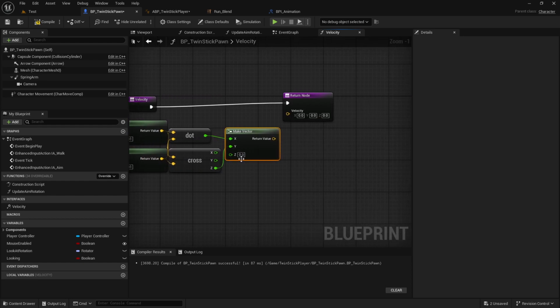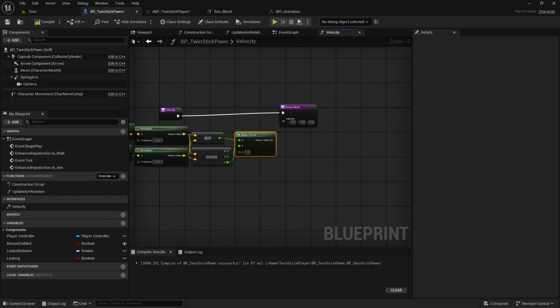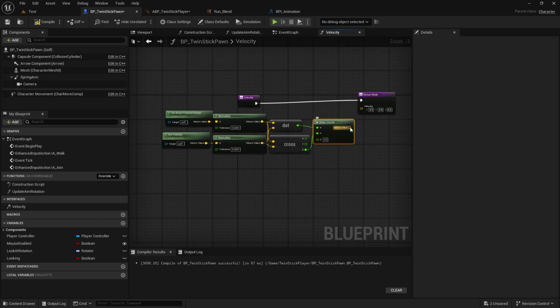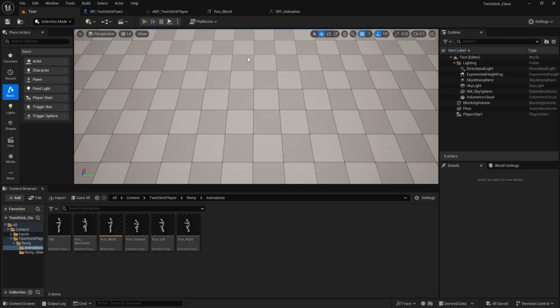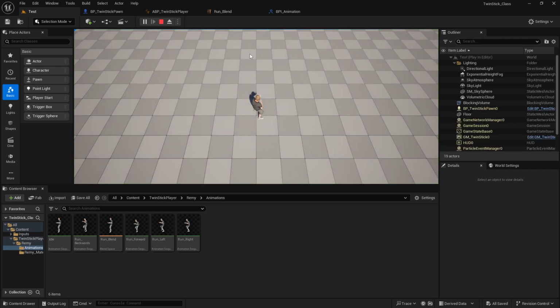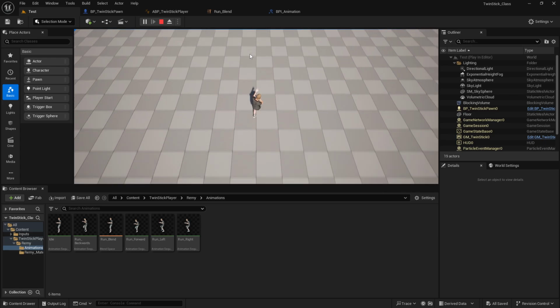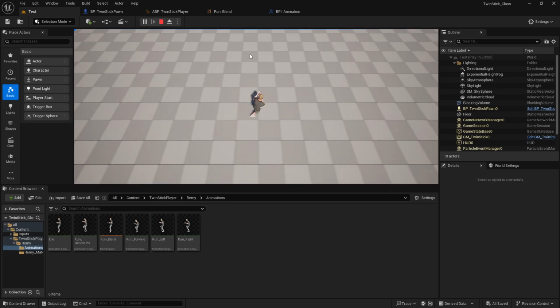Okay, so all we need to do is take this and use it to drive our animation. Let's try it out. Let's plug that in there and compile it. Make sure everything is saved, and let's go try it out. Okay, so first, let's see if things are working just as normal. Forward, backwards, left, right. Perfect.